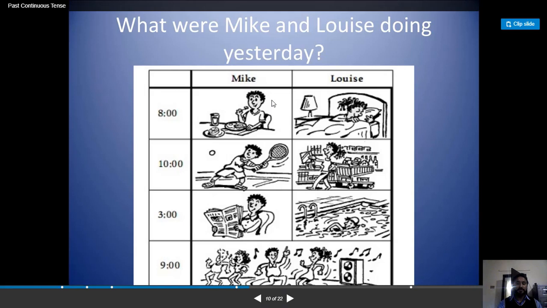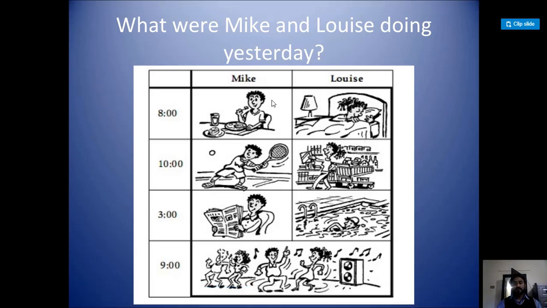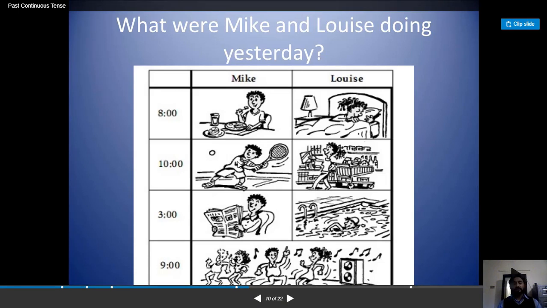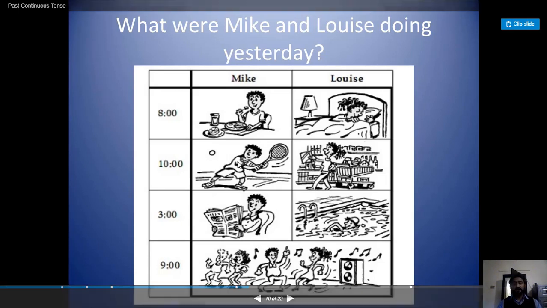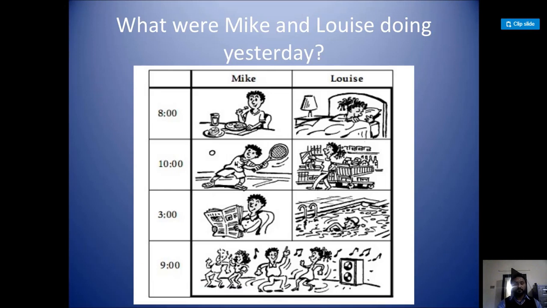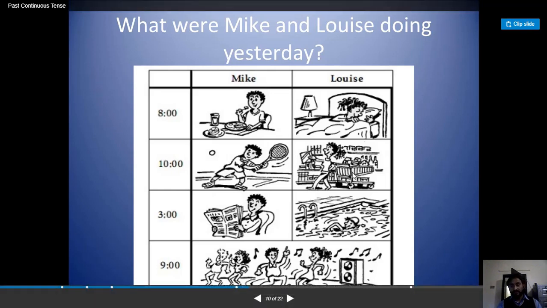What were Mike and Louise doing yesterday? Mike was eating something. At 8 o'clock he was taking his breakfast. Louise was sleeping. At 10 Mike was playing tennis, and he was doing something in the bazaar, in the market.